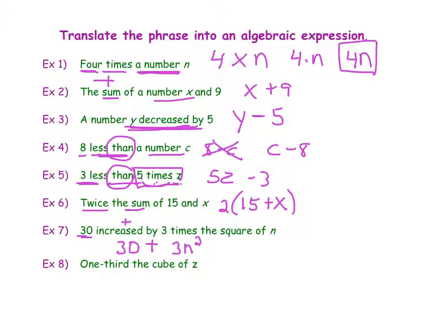All right, number 8, 1/3 the cube of z. So there's a couple of ways you can do this one. 1/3 of means to multiply, right? So 1/3, there is no of. Oh well. 1/3 the cube of z. So 1/3 times z cubed. You could also do z cubed divided by 3, although it doesn't really say that, so this is more correct.